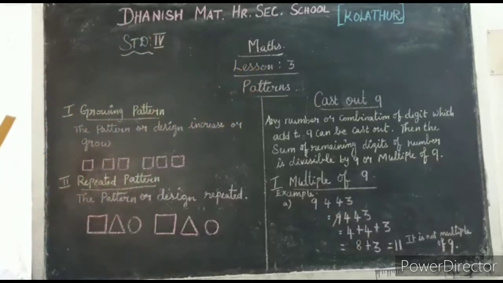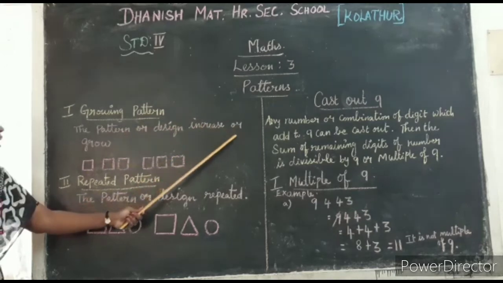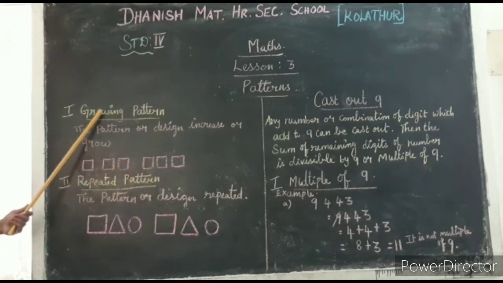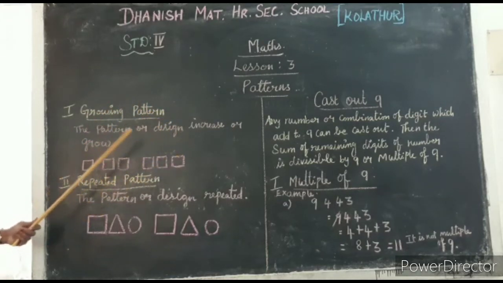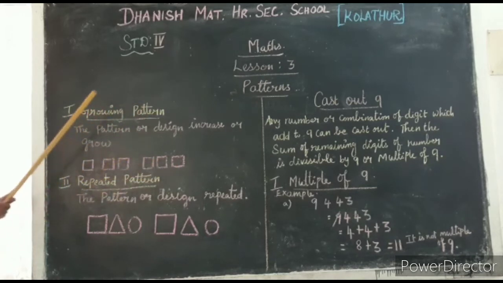There are two types of pattern. Number 1, growing pattern. Number 2, repeated pattern. What do you mean by growing pattern? If the pattern or design increases or grows, it is called a growing pattern. Look at the example. First they gave 1 square, next 2 squares, next 3 squares. So the squares increase. So it is called a growing pattern.